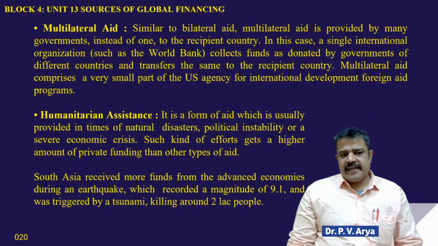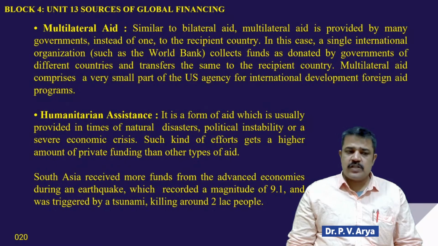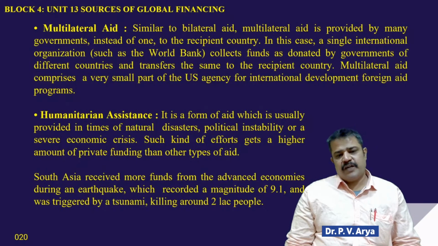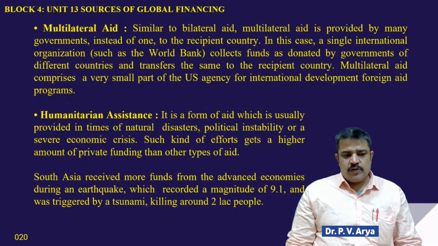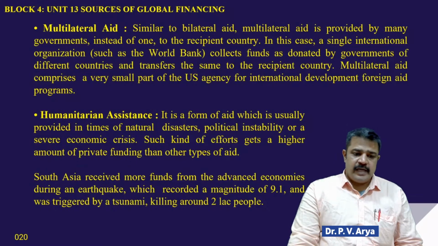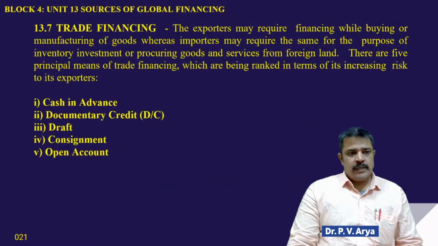Multilateral aid comprises a very small part of US Agency for International Development foreign aid programs. Then it's the most crucial, that is humanitarian assistance. It is a form of aid which is usually provided in times of natural disasters, political instability, or a severe economic crisis. Such efforts get a higher amount of private funding than other types of aid. South Asia received more funds from the advanced economies during an earthquake which recorded a magnitude of 9.1 and was triggered by a tsunami, killing around 2 lakh people.